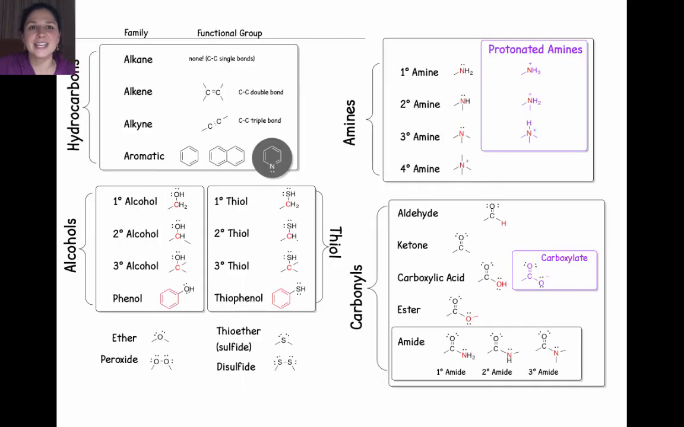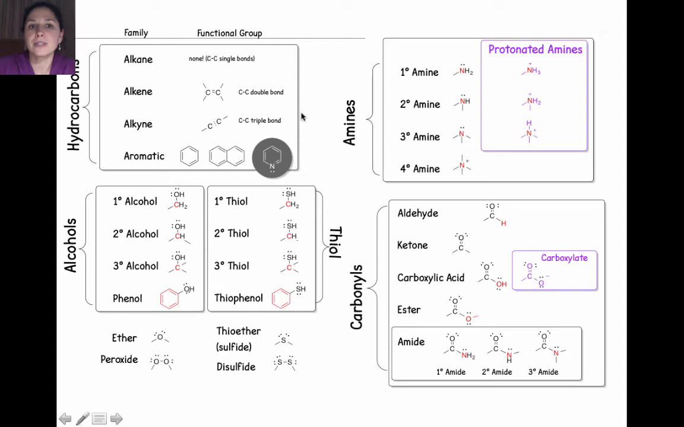Okay, now let's talk about functional groups. Functional groups are one of the most important things that we're going to learn to understand how chemistry happens. So a functional group is basically a part of a chemical that has a certain reactivity. So we're going to learn about these functional groups. And for now, I just want you to become familiar with them. This is the kind of information that you might want to have on your cheat sheet.